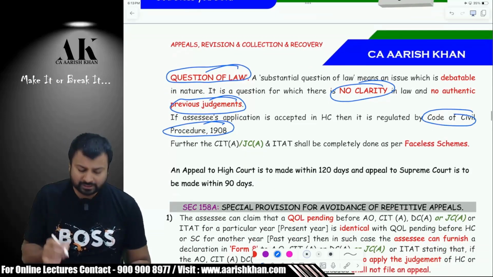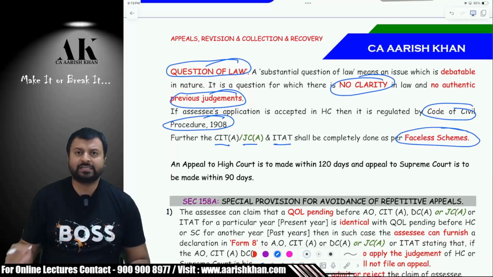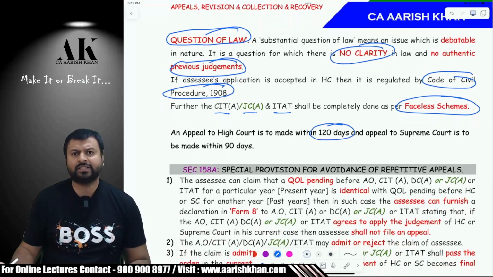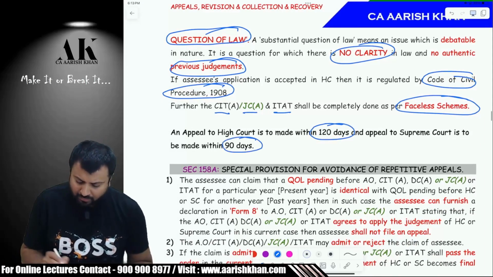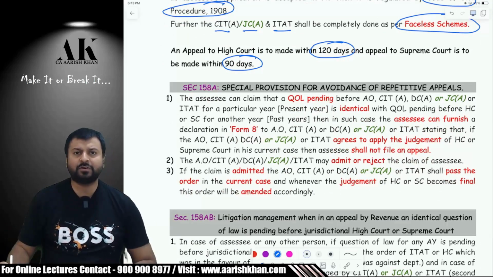Now all these proceedings, like CIT appeal, JC appeal, ITAT, all of them are going to be what? Faceless. Sir, what is the time limit to appeal to the High Court? The time limit to appeal to the High Court is 120 days from the date of receipt of order, and the time limit to appeal to the Supreme Court is 90 days from the date of receipt of order. Now, certain special provisions with respect to reduction of time and reduction of burden on the court.